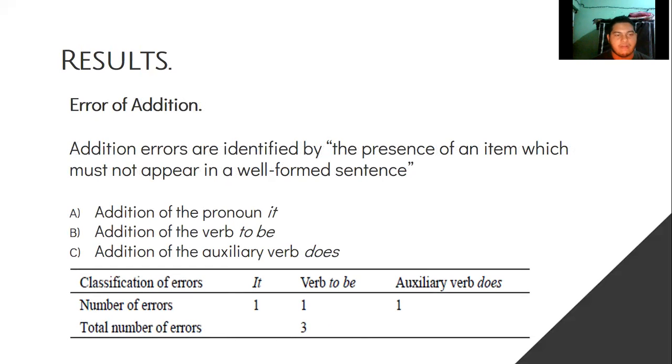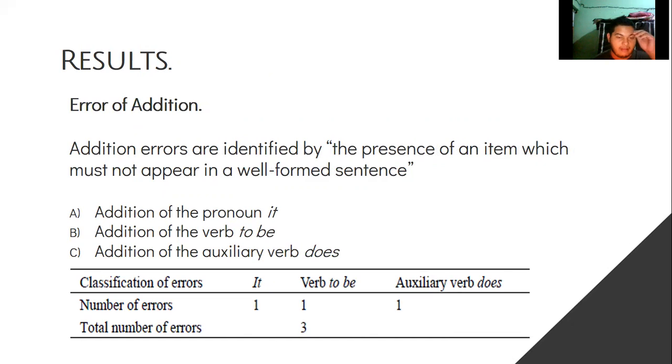Error of addition. Addition errors are identified by the presence of an item which must not appear in a well-formed sentence. This is the opposite of the previous one. In the previous one, there's one missing word. In this one, there is one word that doesn't need to be in the sentence. So the errors of addition are divided into 3 categories: addition of the pronoun it, addition of the verb to be, and addition of the auxiliary verb does.